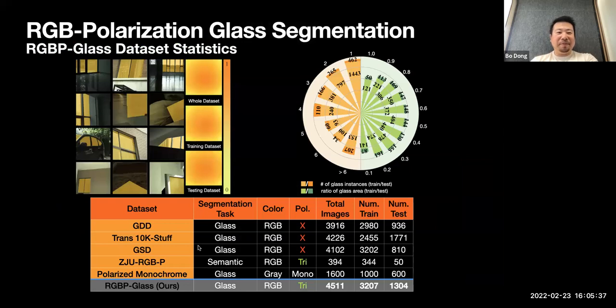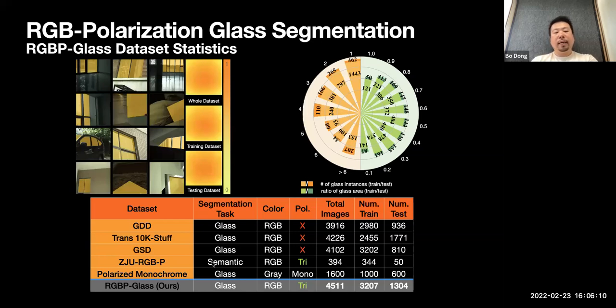Again, it's a supervised network. We need some data set for training. But this time we are not lucky. We don't have an existing data set we can leverage to ensure diversity, because the trichromatic polarization cue can only be captured by this specific camera. At this moment, I think the only data set besides ours is called ZZU RGBP data set. But this data set is proposed not for glass segmentation, but for semantic segmentation.